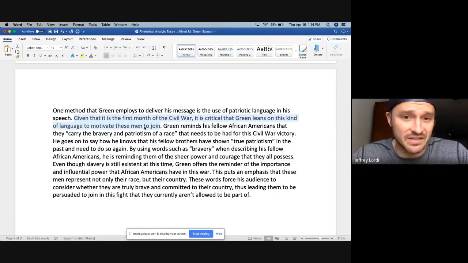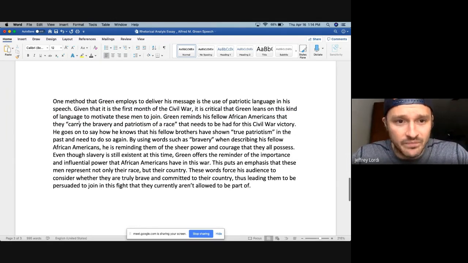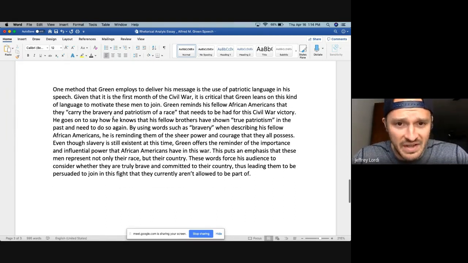That's the context of this. So I'm referencing that again. Green reminds his fellow African Americans that they, quote, carry the bravery and patriotism of a race that needs to be had for the Civil War victory. He goes on to say how he knows that his fellow brothers have shown, quote, true patriotism in the past and need to do so again. There's my evidence. So now I want to break it down.